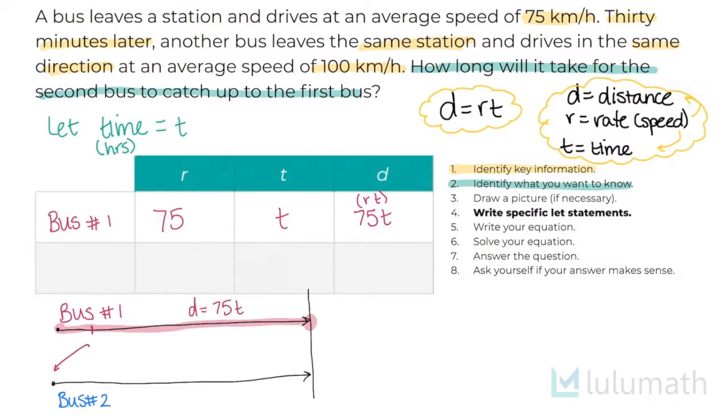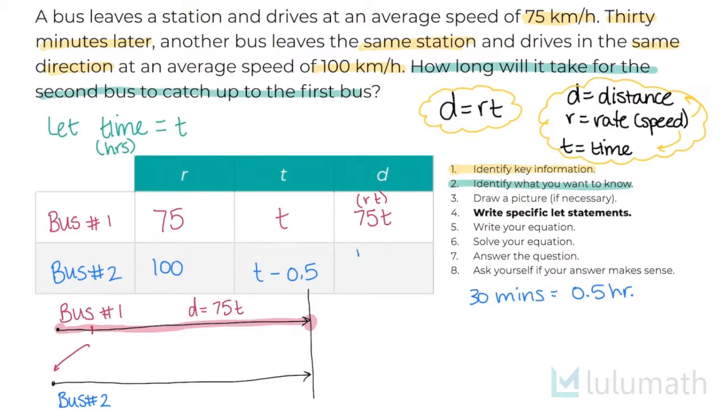Now let's talk about bus number 2. So bus number 2 starts leaving a half an hour later at a rate of 100 kilometers per hour. So we know that bus number 2's rate is 100. But the amount of time that the bus is spent driving is not T because they go a half an hour later. So just a reminder that 30 minutes is equal to half of an hour. Okay? So the total time that bus number 2 is actually driving for is half an hour less than the total time that bus number 1 is driving for. We can take bus number 1's time and subtract that half an hour because again, it's a half an hour less or 0.5 hours less.